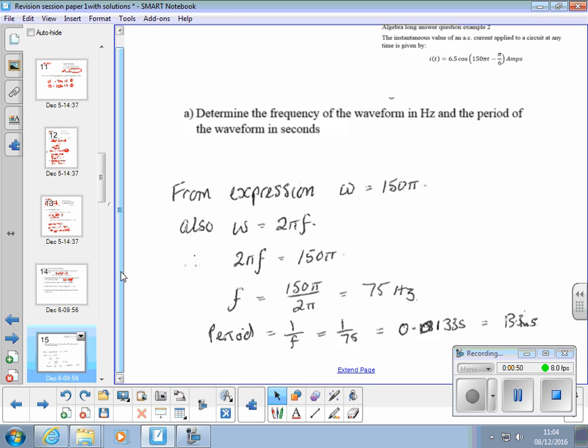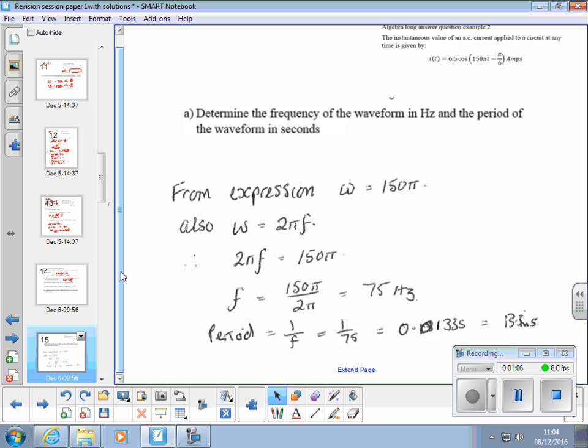75 hertz. Pi's cancel out, so there's 2 marks for that anyway. So if you've done some rearranging but ain't got the answer right, 1 mark.